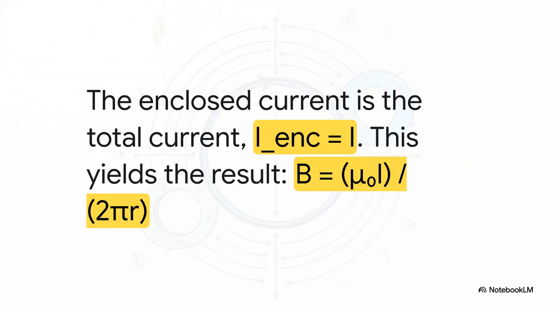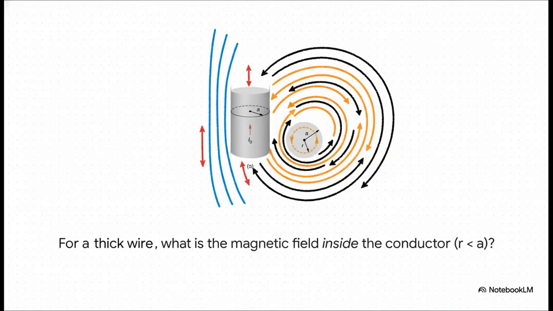And because we were so clever with our path, the math just falls apart. It becomes super simple. That complicated integral on the left side of the equation just turns into B times the length of our path, which is the circumference, 2 pi r. The enclosed current on the right side is just the total current in the wire, I. We set them equal, solve for B, and boom, we get this famous result. The field gets weaker the farther you get from the wire. Okay, that was for a point outside the wire.